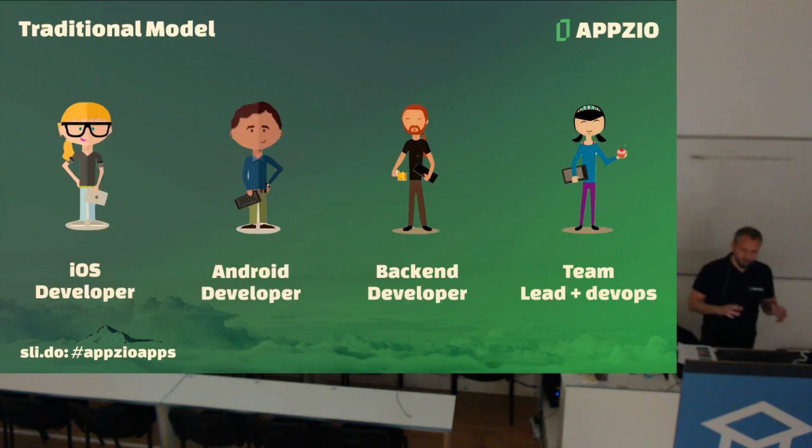So what we're trying to do with Aptio is to change the traditional model where you have an iOS developer, an Android developer, a backend developer, and then you probably also need someone who takes care of the server side, making sure that the servers get deployed. So you need some kind of DevOps, unless you're using Firebase or a similar backend as a service. And since you have a team, you probably need a team lead as well.